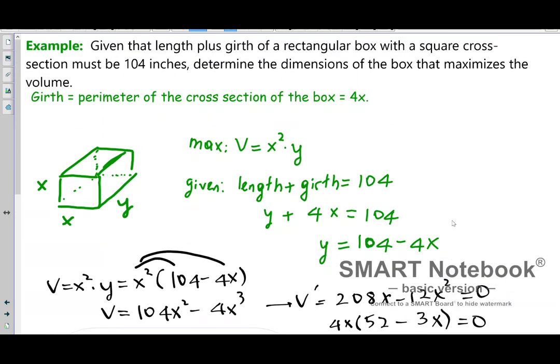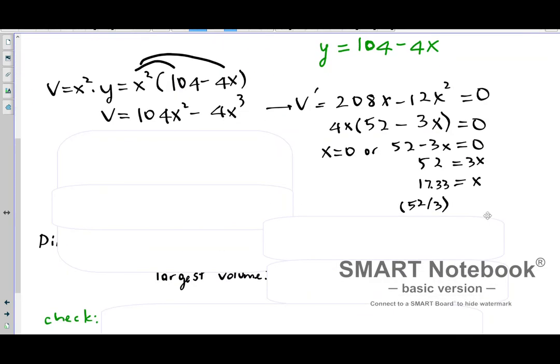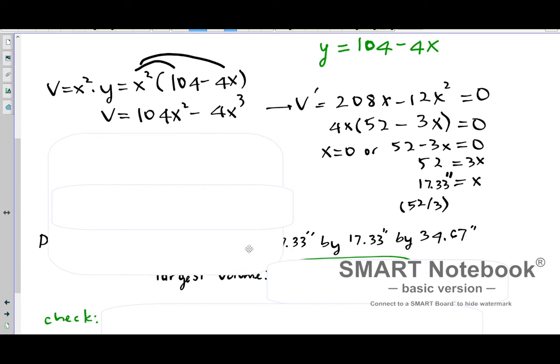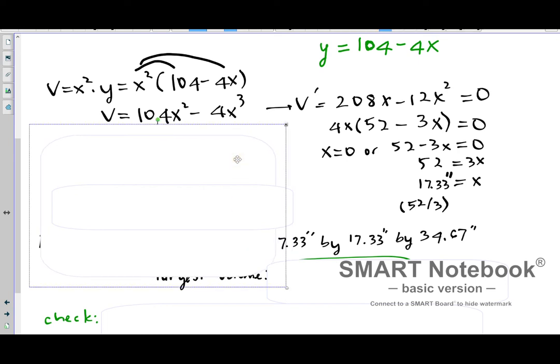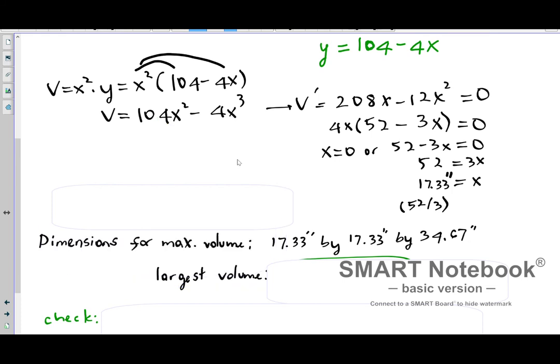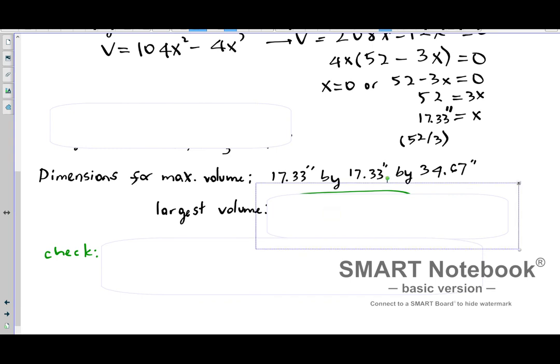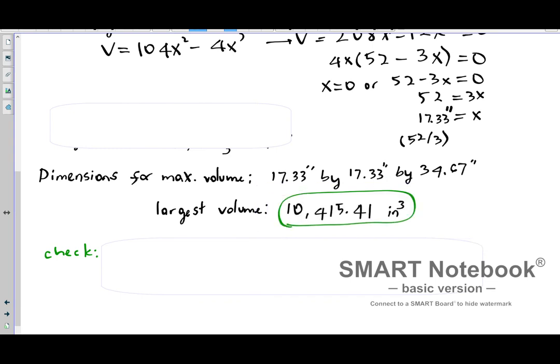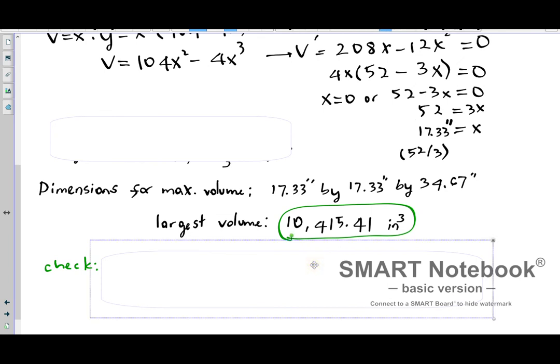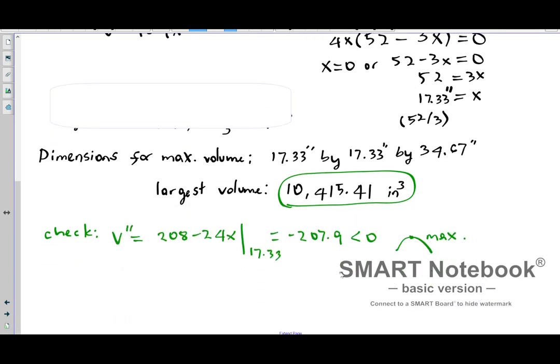And the units are inches once again. So that'll be in inches. And once you get x, you can go back over here and substitute the x value here. So 104 minus 4 times 17.33 will give you the y value of approximately 34.67. And don't forget, when you leave your answer, it should be x by y. So 17.33 by 17.33 by 34.67. And the largest volume, you multiply the 3 dimensions. And don't forget, for checking purposes, you would take the second derivative and substitute x in there and show that the second derivative is indeed negative.